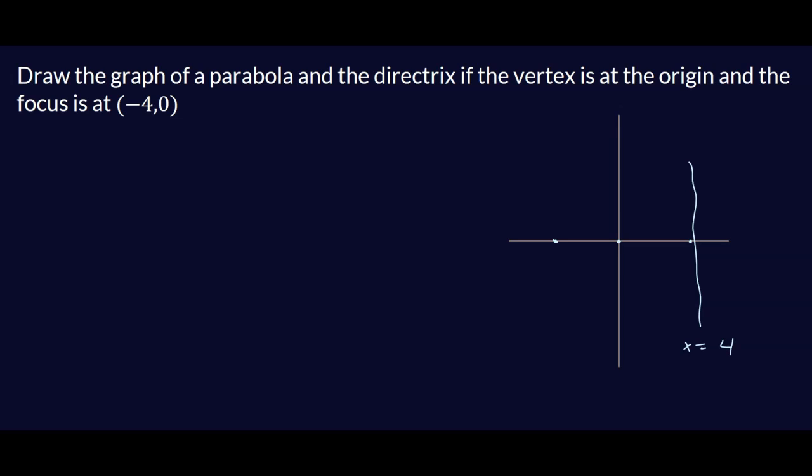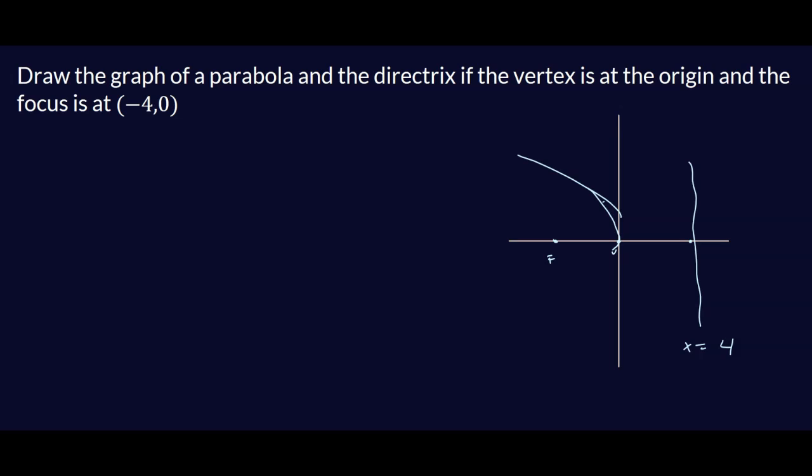And we can see here that because the vertex is here and the focus is here, let's put an F here and a V here, the graph is going to look something like this. Let me see if I can get this right. Yeah. So the graph is going to look something like that. So this is what your parabola is going to look like. It's pretty easy, right? Let's do another example.